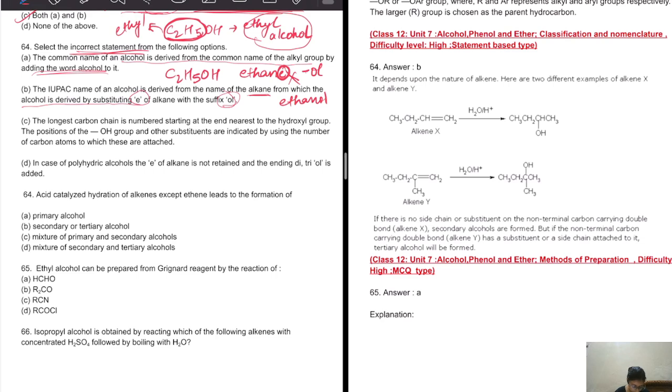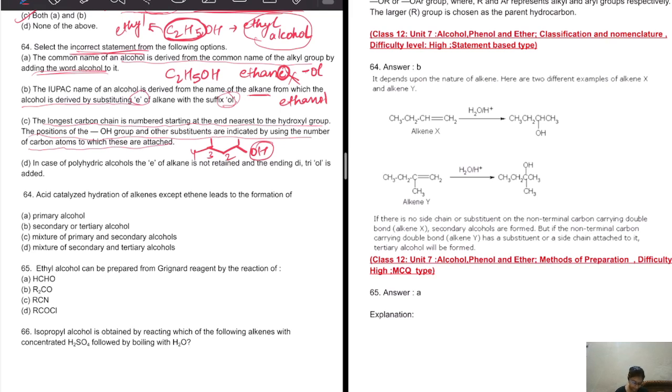In the next statement, the longest carbon chain is numbered starting at the end nearest to the hydroxyl group. The positions of the OH group and other substituents are indicated by using the number of the carbon atoms to which these are attached. For example, we have this. How will we number it? We'll number it from here: 1, 2, 3, 4. It started nearest to the alcohol group carbon. So this is also correct.